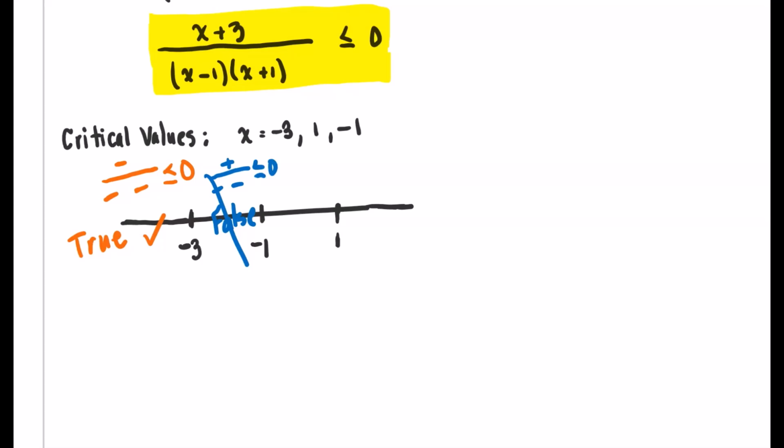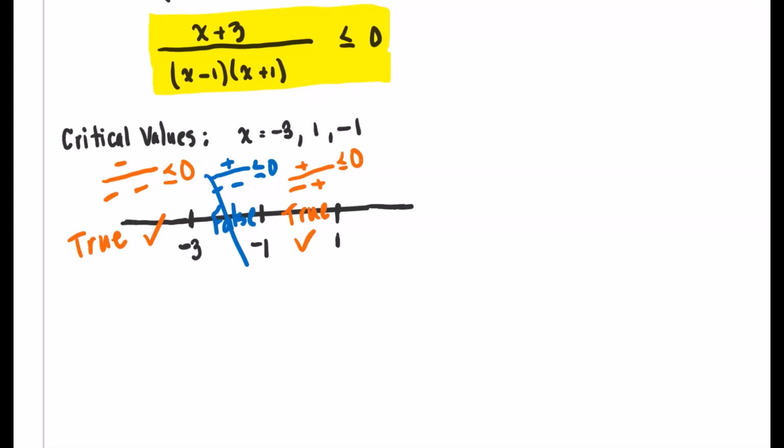Okay, moving on to the next one, I'm going to choose 0. So notice that I would get a positive divided by a negative times a positive. So is a positive divided by a negative less than or equal to 0? And that's true. So that means, again, this is a solution region.